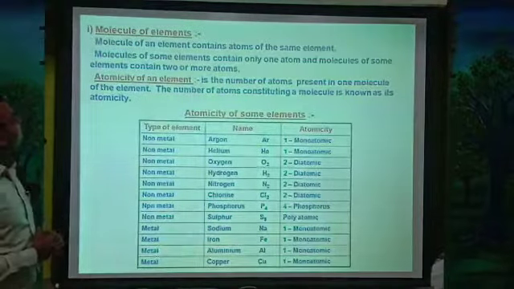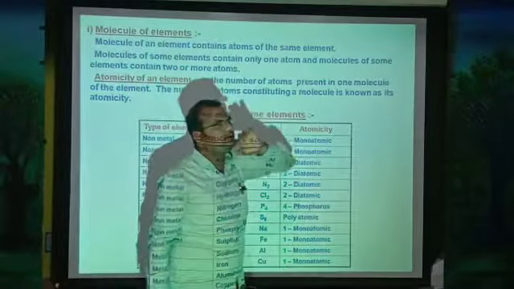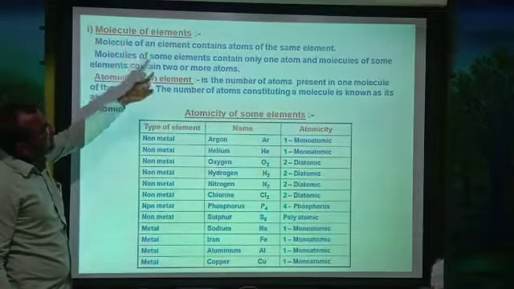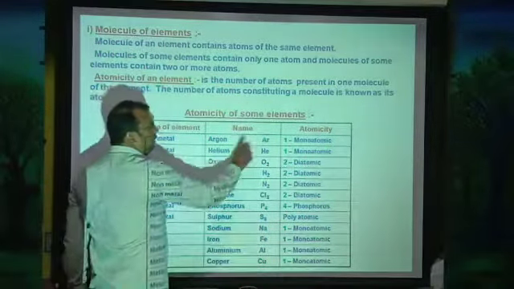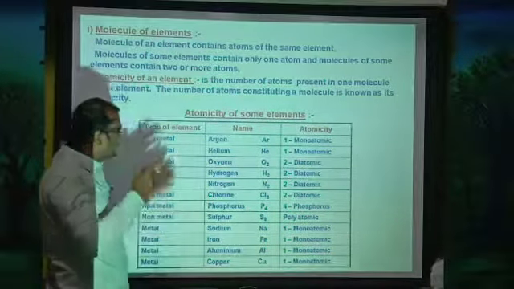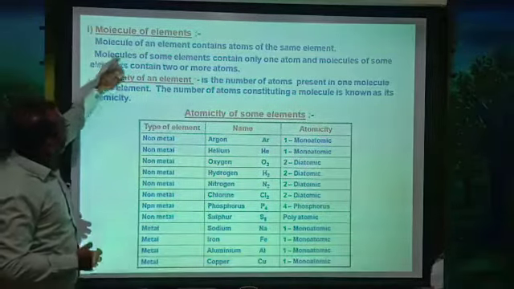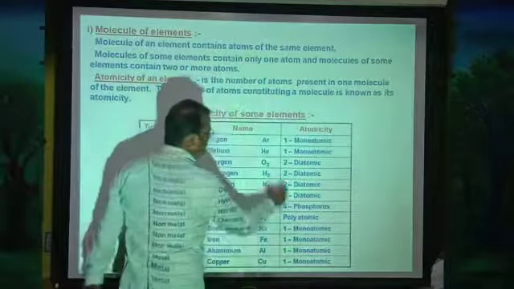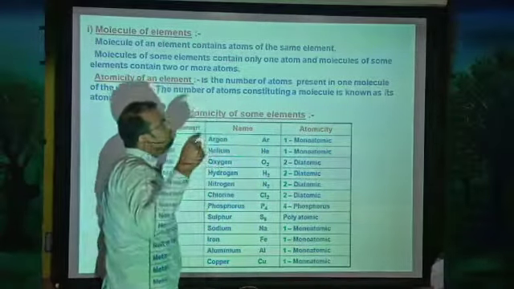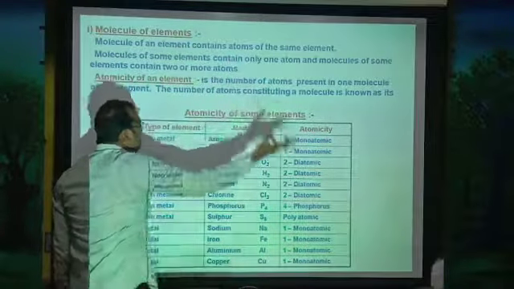Okay. Next we go for molecule of an element. A molecule of an element contains atoms of the same element. So as we have discussed, a molecule of an element contains atoms of the same element. You just see argon. It makes a molecule of the same element. So there is one argon and another argon becomes a molecule. Molecules of some elements contain only one atom. Argon contains only one atom, so that becomes one molecule. And molecules of some elements contain two or more atoms.